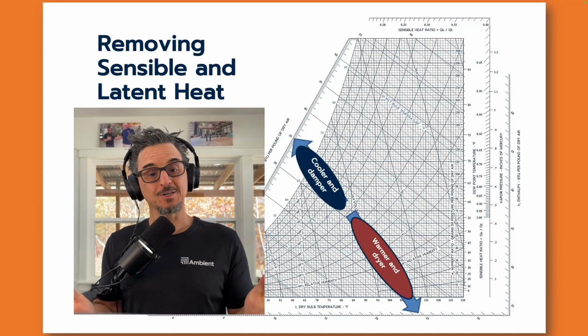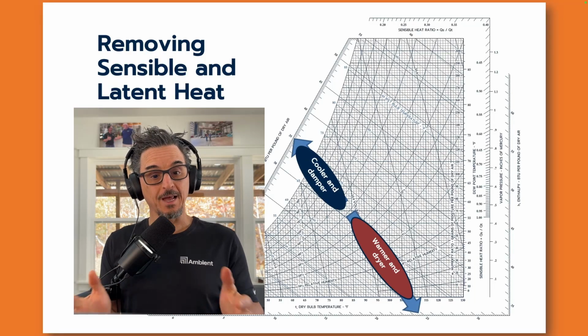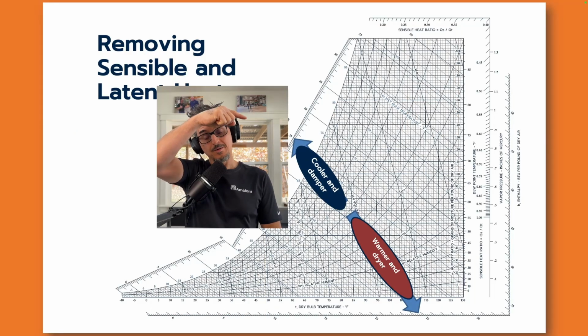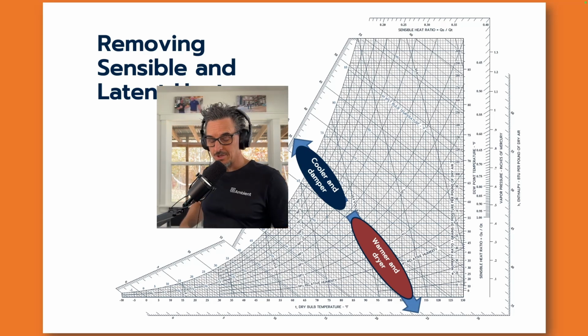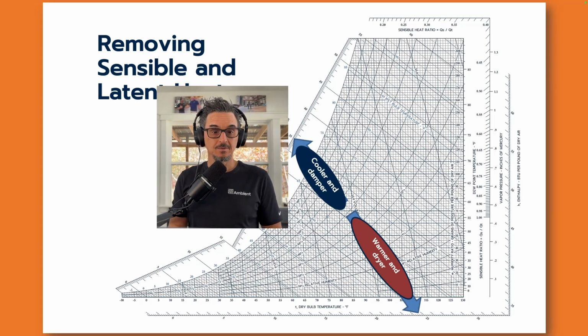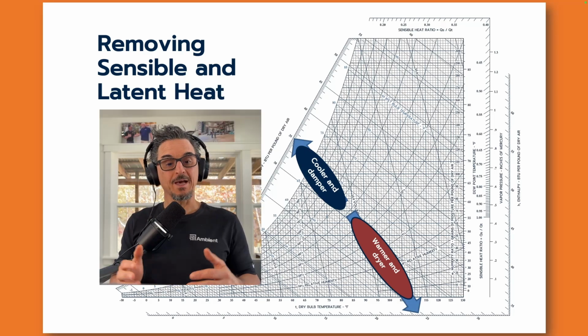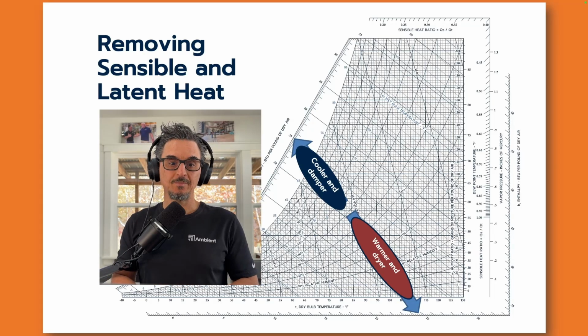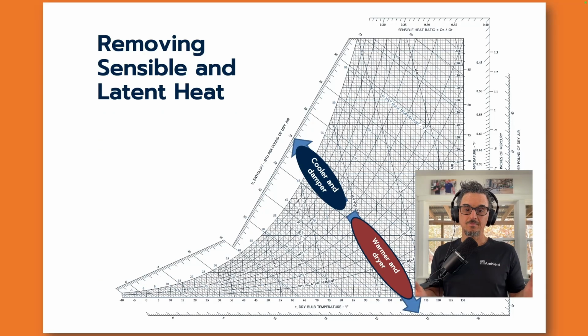If we take out too much sensible heat and not enough latent, we'll end up over here on the psychrometric chart, which results in a cooler and damper space condition. If we take out too much latent heat and not enough sensible, we're going to be over here in the psych chart, which is a warmer and drier space.